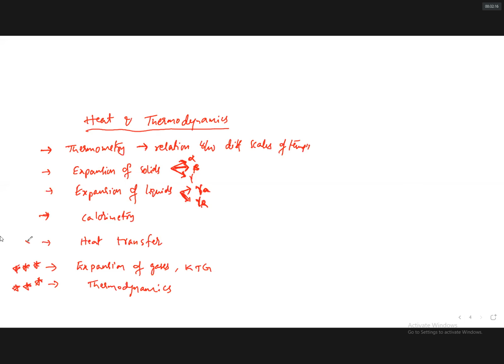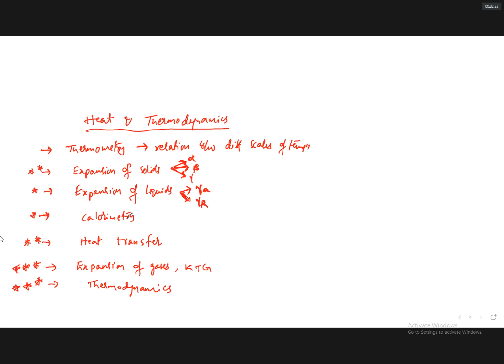And next, expansion of solids and heat transfer, and these are in order. And further you go to the remaining problems. Expansion of liquids, sometimes they may give calorimetry.